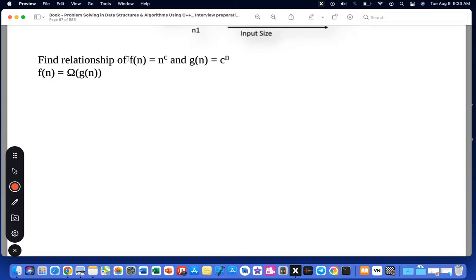Find the relationship of the function n to the power of c and g of n, n to the power of c, to the power of n, omega.